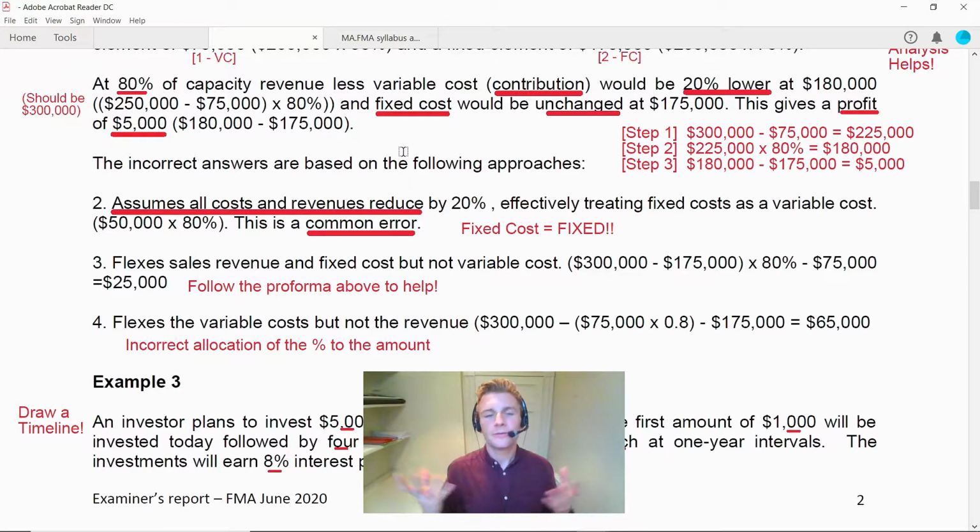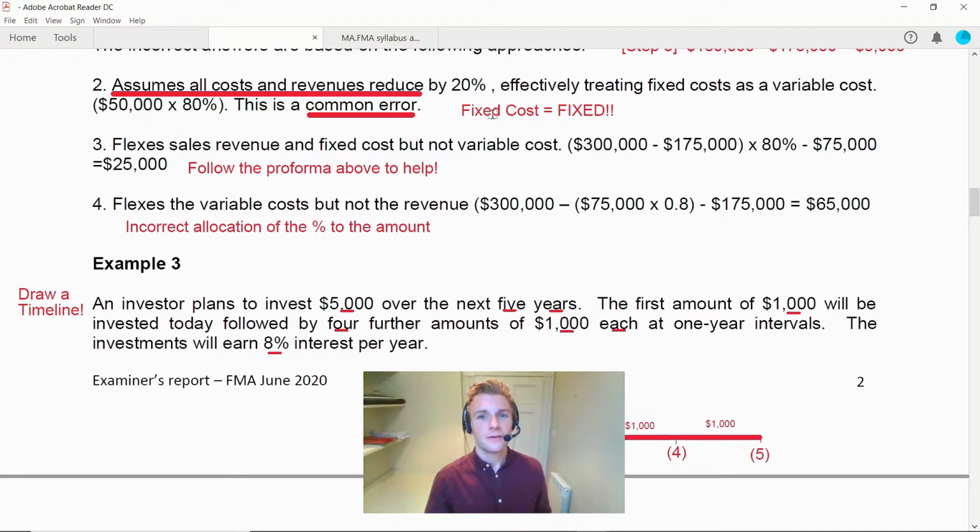Then you're going to say, well, we've got fixed costs because they must always remain the same. Deduct off the $175,000, giving us a profit of $5,000. That is fundamental, just knowing that step as it went down. So it assumes that all the costs are going to be reduced. This is where students went wrong on this question. The fixed costs are fixed. Make sure you get that written down because it's a common error.